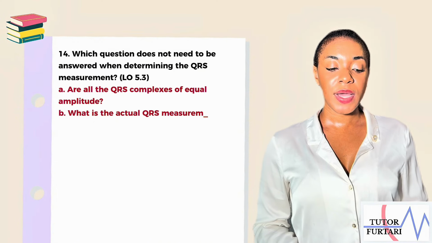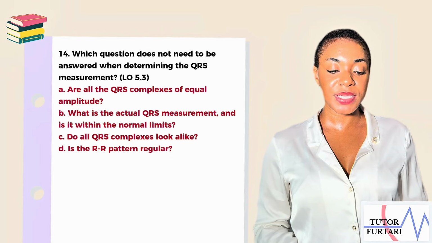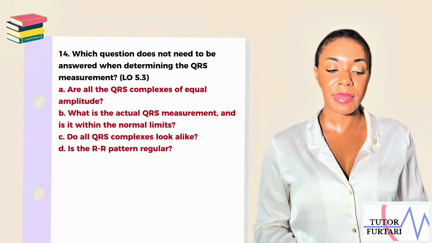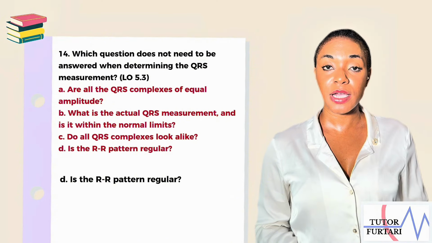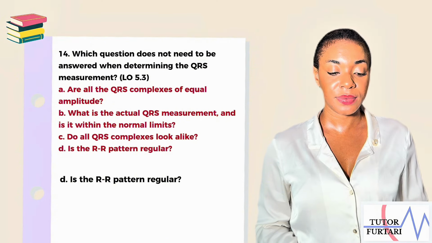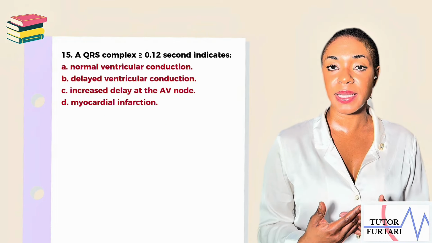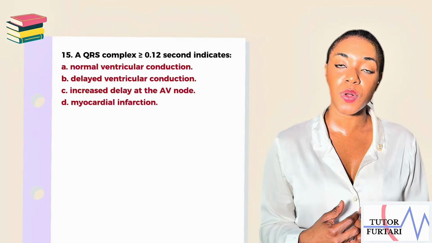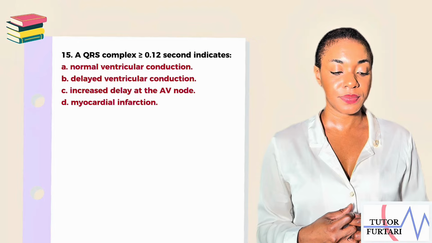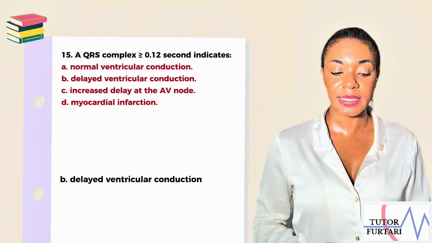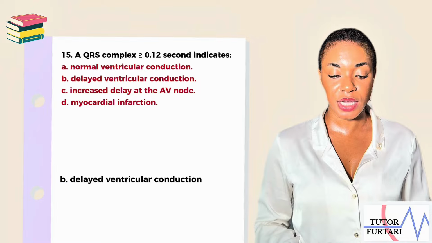And what question does not need to be answered when determining QRS measurement? The answer is D. Is the PR pattern irregular? You don't need that. A QRS complex greater than or equal to 0.2 seconds indicates what? The answer is B, delayed ventricular conduction.